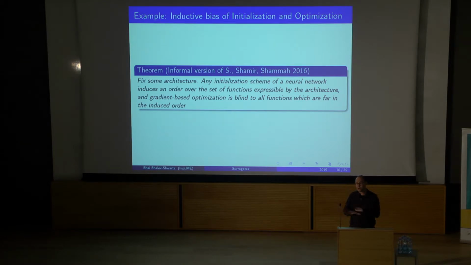So I'm only talking about things that can be expressed by the architecture. And gradient-based optimization is blind to almost all functions according to this order. So it can only learn the first function in the order, but all the tail of the order, gradient descent cannot find these solutions. So it means that there are many, many things that we can express with a neural network. Most of them, gradient-based algorithms will never find. So the optimization algorithm itself induces an inductive bias on what we are going to learn.